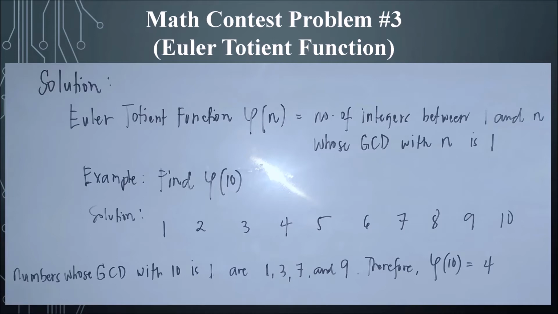Euler Totient function with a symbol is the number of integers between 1 and n whose GCD with n is 1.